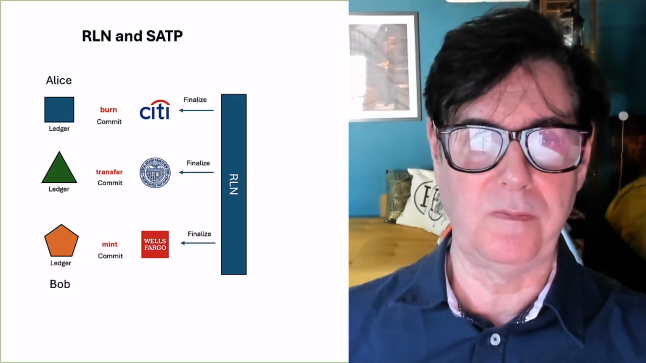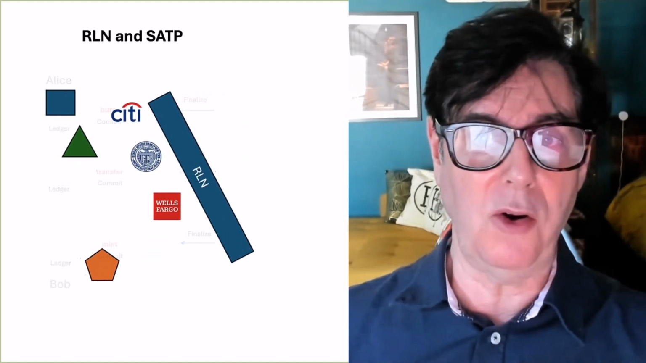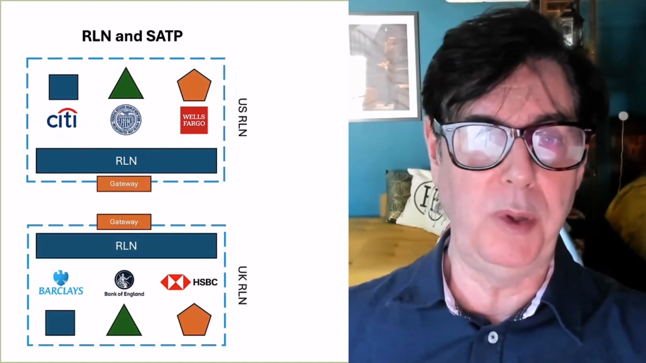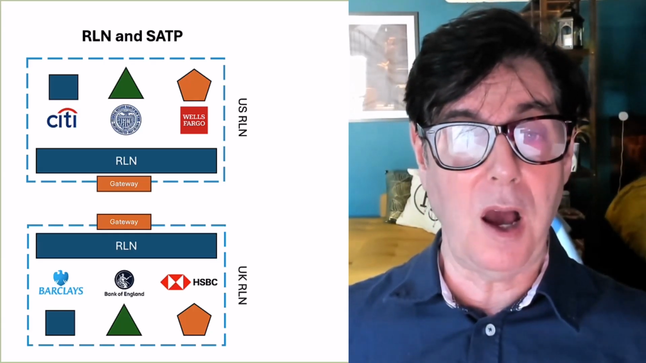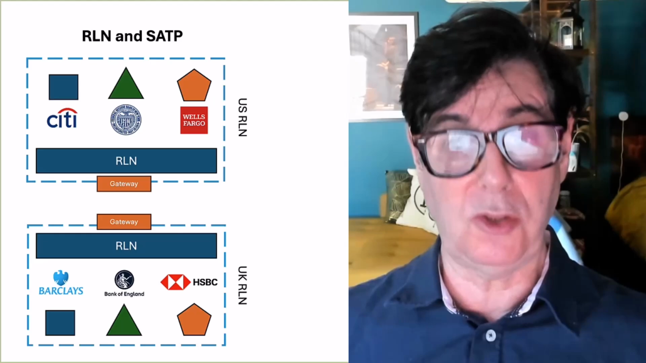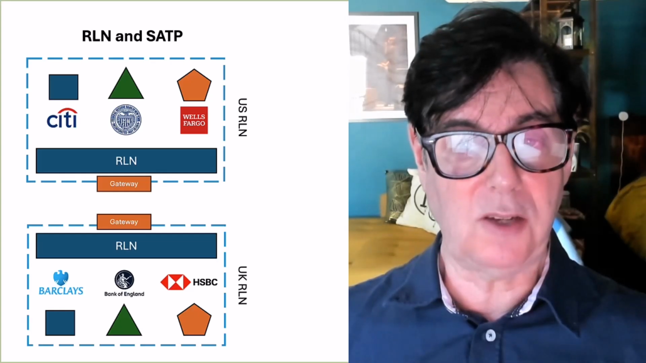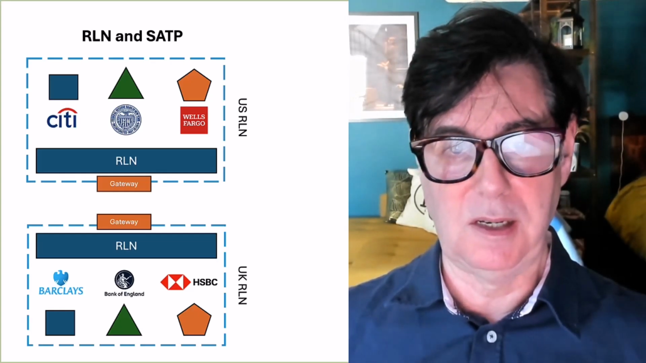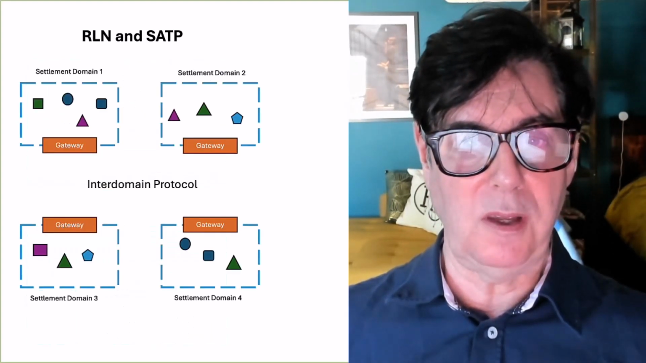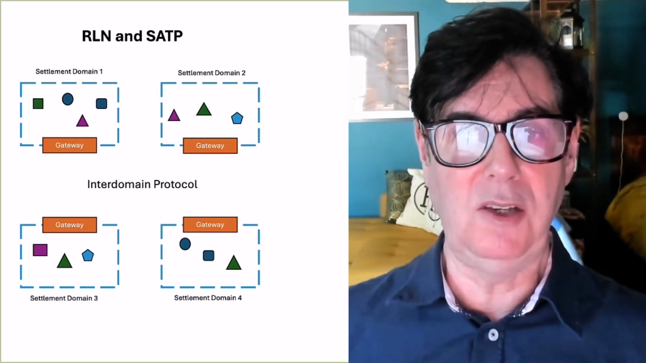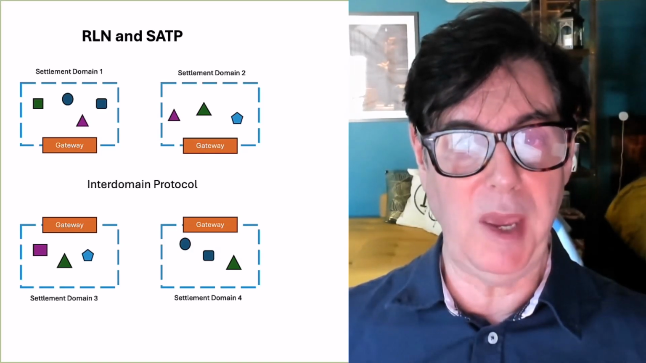Now, a working assumption is that there will be more than one RLN. For example, there could be one in the UK and one in the US. For the RLN to be a useful model and not just a collection of silos, there needs to be a way of a transaction spanning different RLNs. And this is where the gateway comes in. To take it a step further, there could be many RLNs, each using different technologies. At SETL, we call these settlement domains.